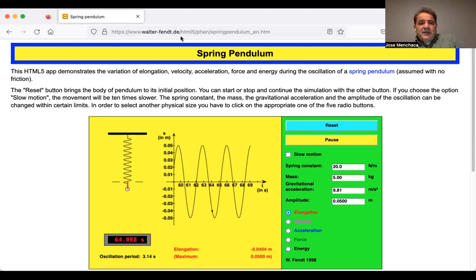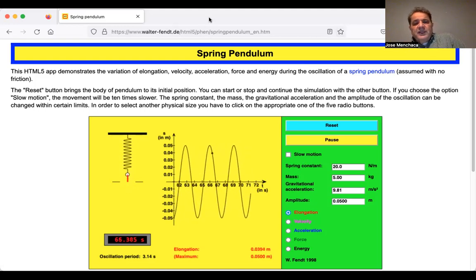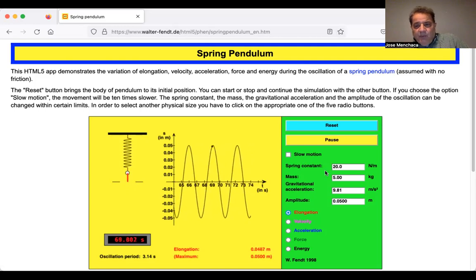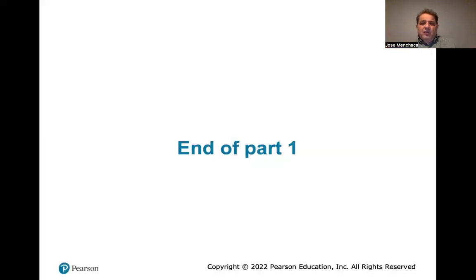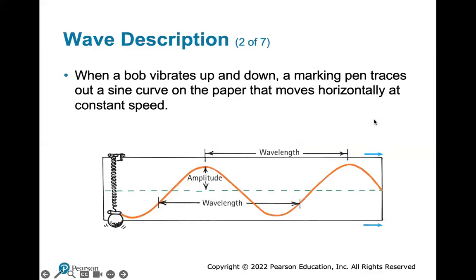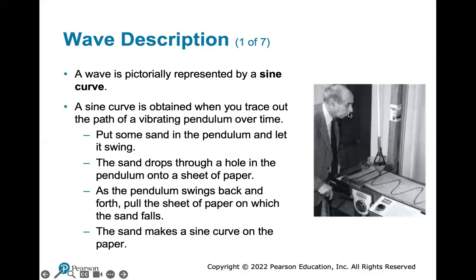So let's do a new share with the PowerPoint. We ended part one, and now we're at part two. I'm going to dismiss my image. Oops, I went too far. And you can see this is Oppenheimer, the brother of the famous Oppenheimer that they just put the movie to, and he's actually got a pendulum that drops sand, and as this paper moves, you can see that it makes a sine wave.